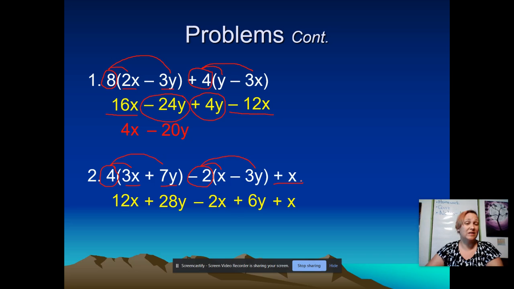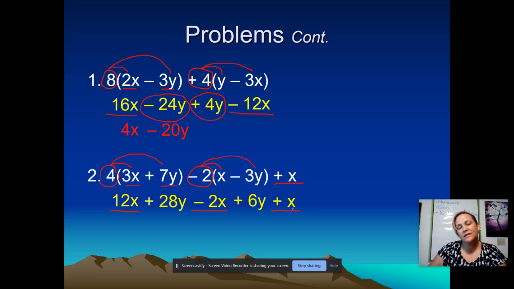I know in all of our examples we've only had 2 of each, but you can have more than 2. So when I see a 12x here, I want to find all my terms that have x's. So I have a 12x, I have a minus 2x, and I have this plus x at the end. So I actually have 3 like terms, and that's totally fine. You are allowed to have more than 2 that can combine together. I'm going to add all of my coefficients together. So I have a 12 and a minus 2, which makes 10.